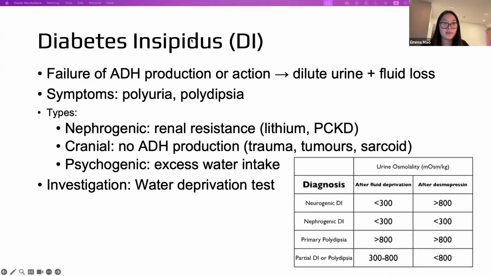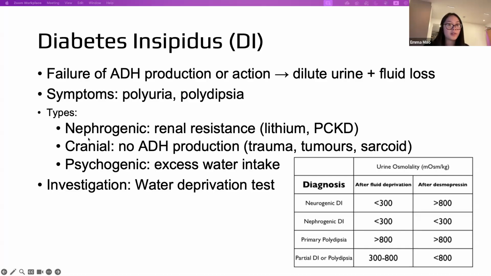We have diabetes insipidus, which is the failure of ADH. I think the name has changed now to something like low ADH, something like that. And the symptoms are dilute urine and fluid loss. Okay, so symptoms are polyuria and polydipsia.